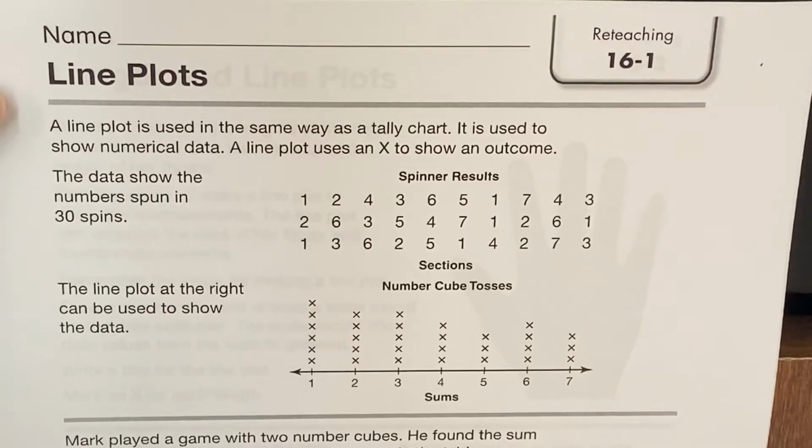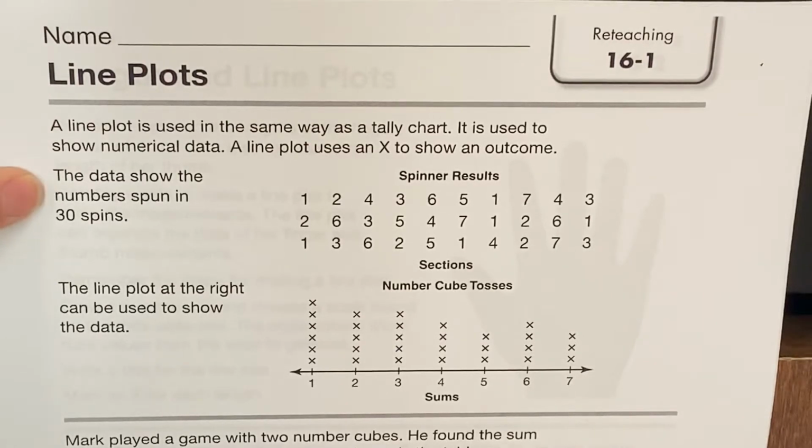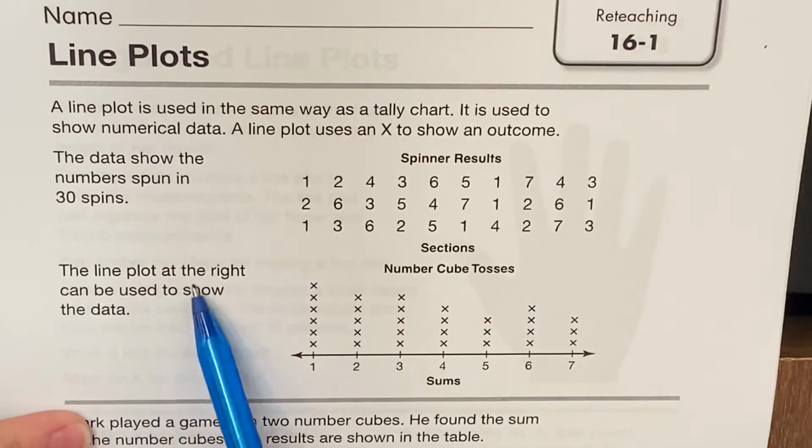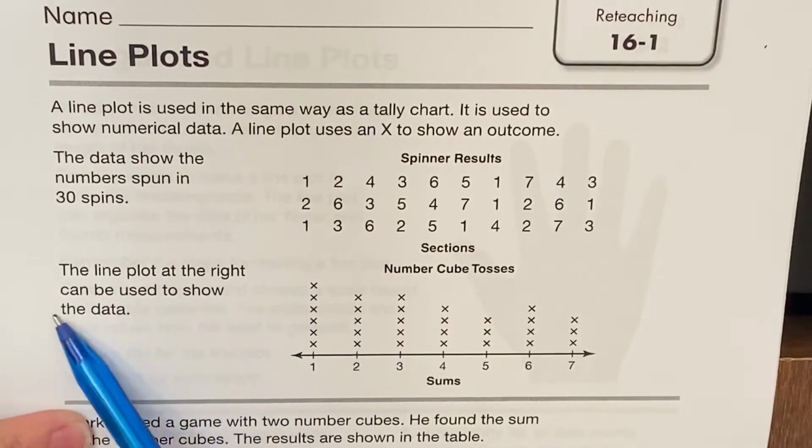A line plot is used in the same way as a tally chart. It is used to show numerical data. A line plot uses an X to show an outcome. The data shows the numbers spun in 30 spins. The line plot at the right can be used to show the data.